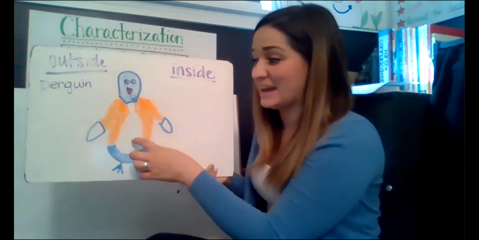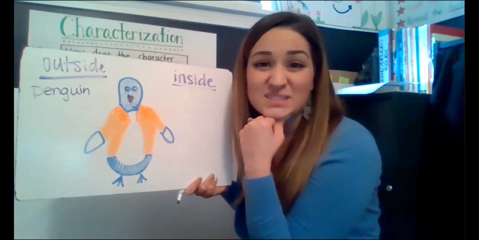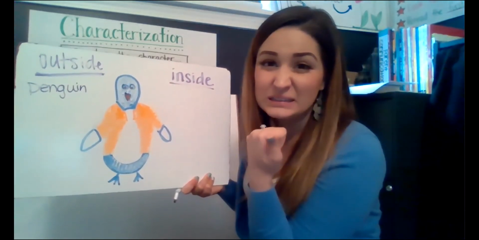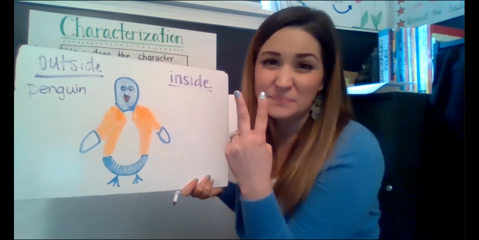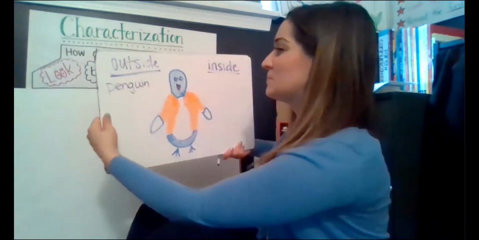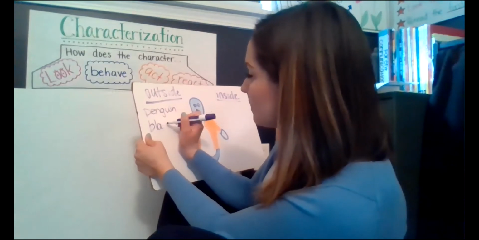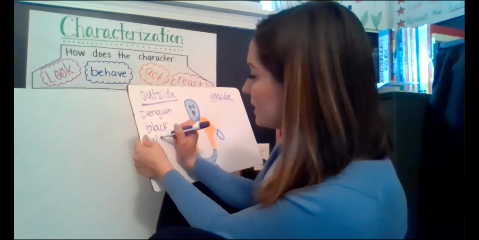Awesome. Now, when I think about my penguin, I kind of have to think back to the picture in the story because I didn't have the right color markers to draw him. But penguins are what two colors normally? There's two of them. Black and white. Yeah, so I'm going to add that he was black and white.